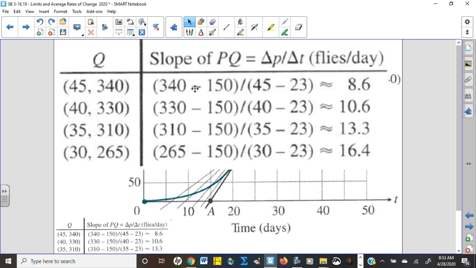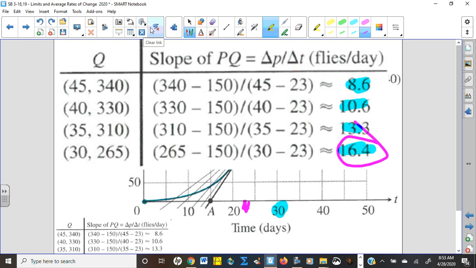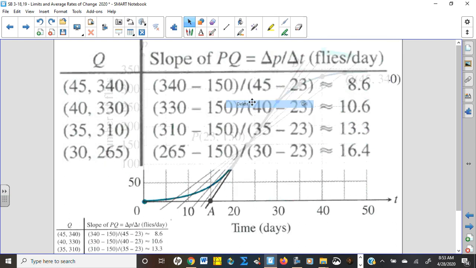And here's their work, y minus y over x minus x, or f of b minus f of a over b minus a. And the first one we found, when we were at 45, was 8.6. But then it got a little steeper, right? And then it got a little steeper. And by the time we get to 30, so that was right here. Remember, 23 was right about here, right? That slope of 16.2 is starting to get pretty close to the slope that we're trying to find.